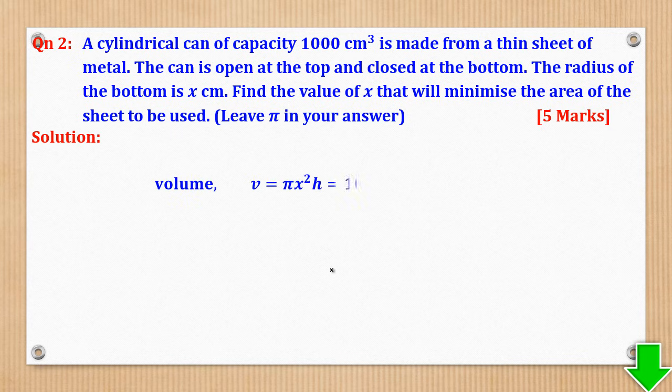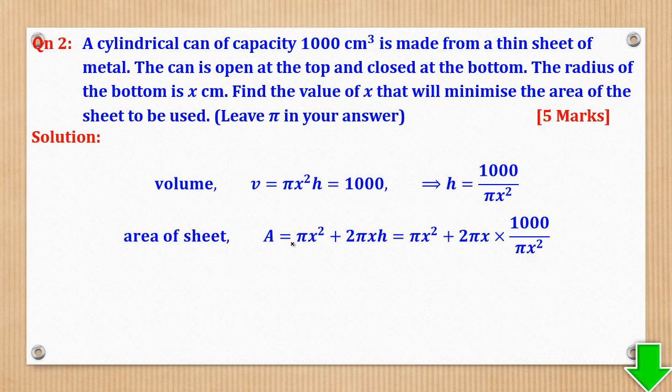So you'll come and say, volume, first of all, volume is 1,000. This volume helps us to get the relationship between the two variables, because height and radius will be varying for you to minimize the area. Now that I've got that, I can now come and get the area of the sheet. Area of the sheet is the same as the total surface area of the cylinder, which results in a circular part and a rectangular part.